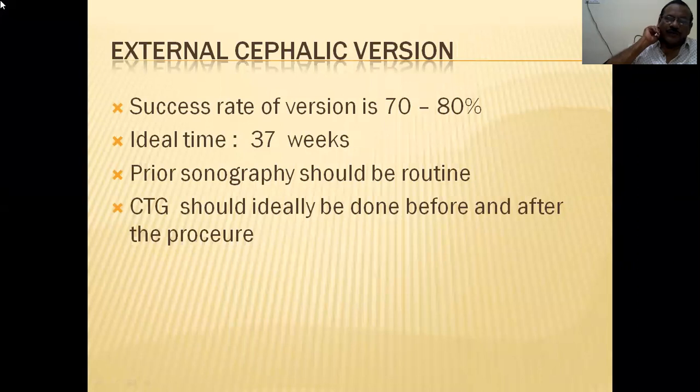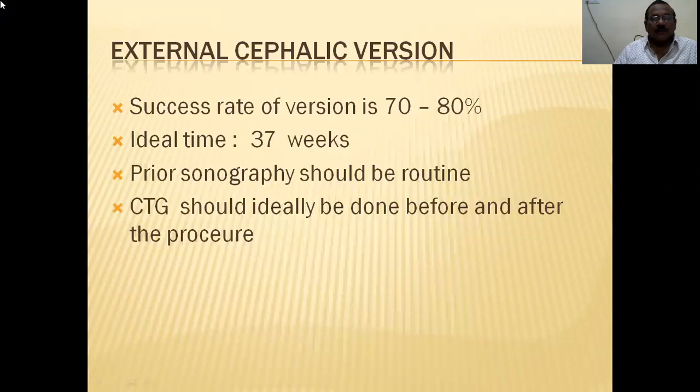What is the role of external cephalic version? The success rate of version is 70 to 80%. The ideal time is 36 to 37 weeks. Prior sonography has to be done as a routine to assess that the fetus is in good condition, and CTG should ideally be done before and after the procedure.